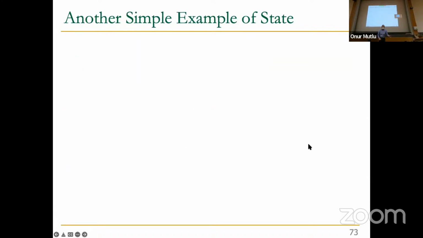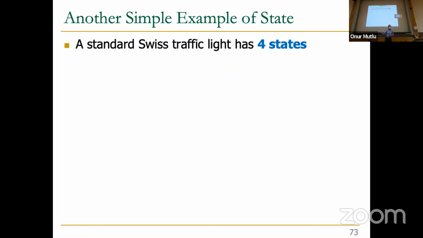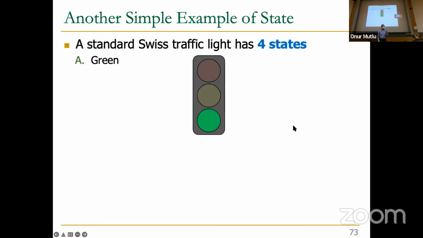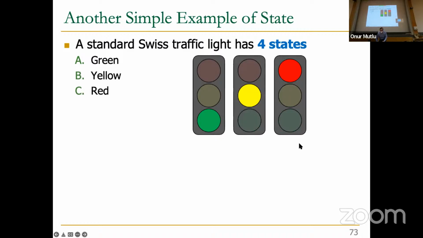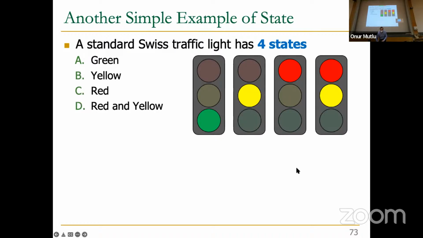Okay, so another simple example of state. Again, I'm not going to talk about computers. I'm going to give you an example from a standard Swiss traffic light. Hopefully everybody here knows that a standard Swiss traffic light has 4 states, and hopefully that hasn't changed recently. So there's a green state, right? That's nice. Yellow state, red state, and the 4th state is red and yellow. Get ready to go, basically, right? So these are 4 distinct states. And this is a state machine.